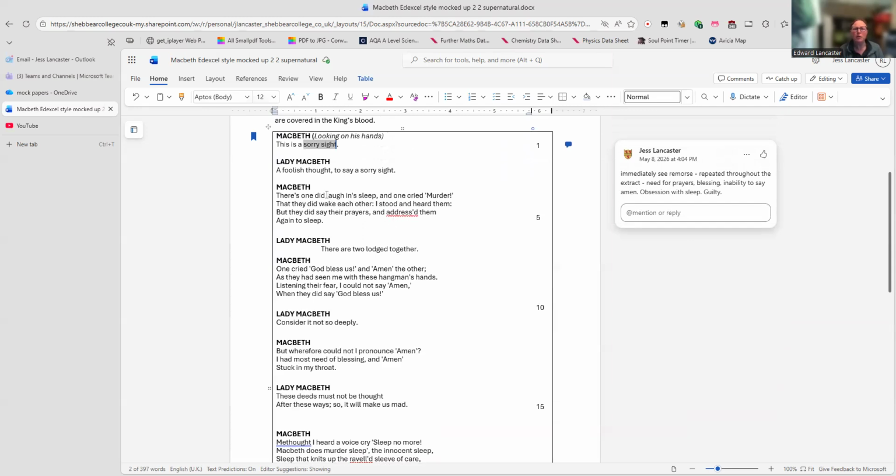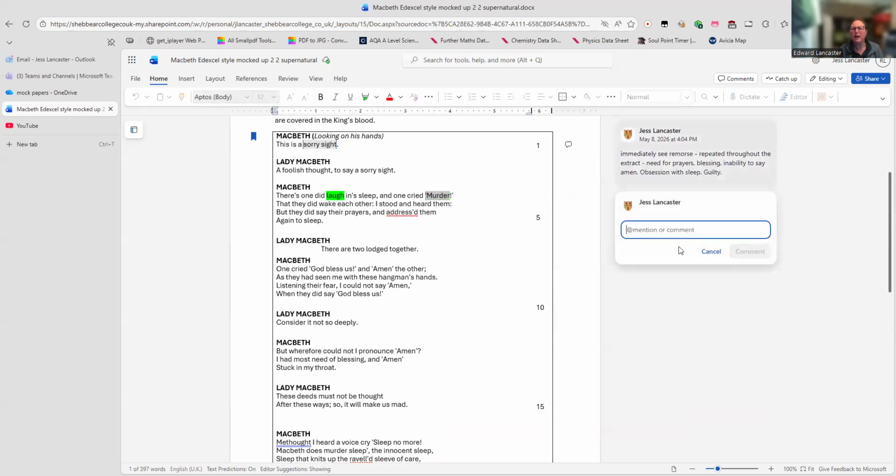We've got the contrast here. Look at this oxymoronic idea here. We've got laugh against murder. Just look at that. Laugh and murder. Two really deeply contrasting ideas. You could look at the juxtaposition of those contrasting ideas and how they reflect his conflicted nature.